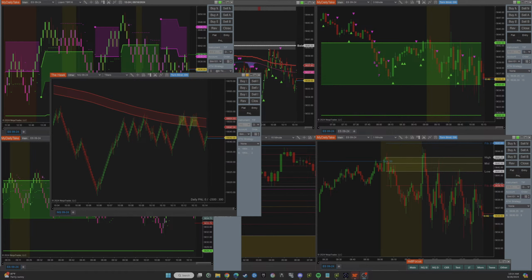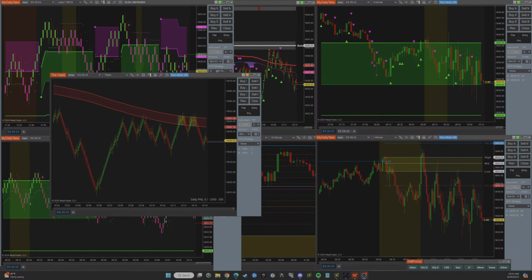So it's an interesting area. Hopefully with so many prop firms out there now, it just gets better and better for traders as time goes on.